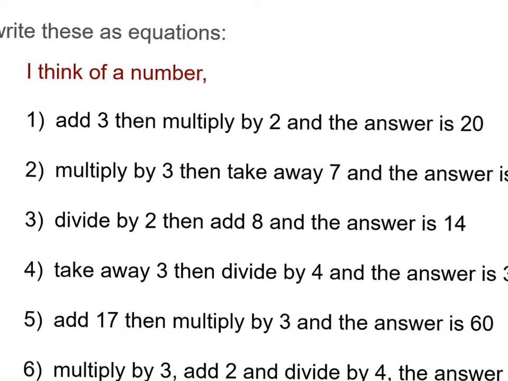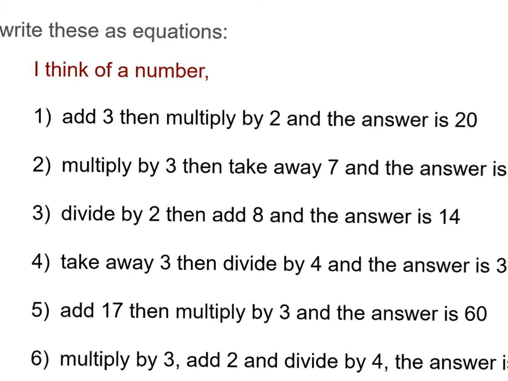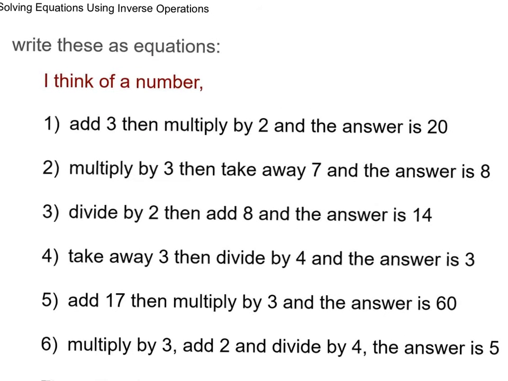So what we're looking at here is, and we're actually going to start with some word problems instead of starting with equations, because what I want you to be able to do is write the equation as the story is being told and then undo the equation. Okay, so our story is, I think of a number, let's call it x, and when I think of that number, I'm going to add 3 and then multiply by 2, and the answer is 20.